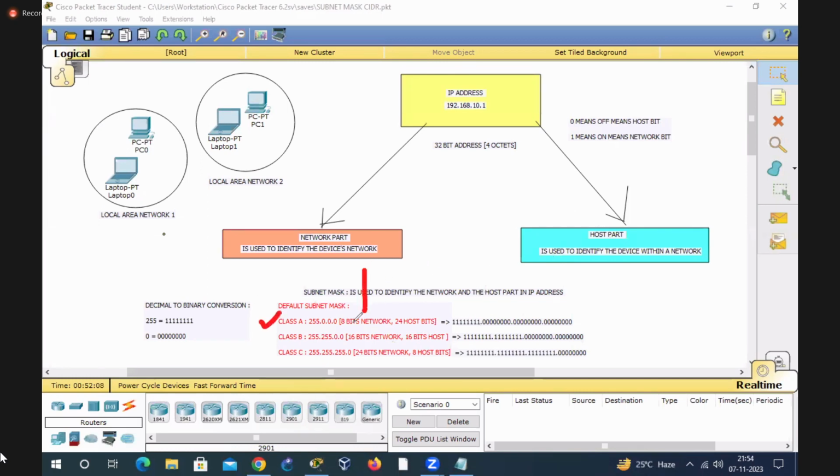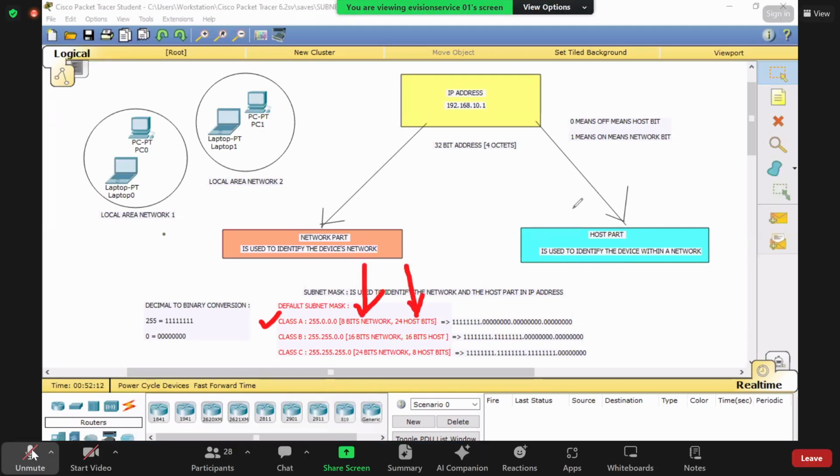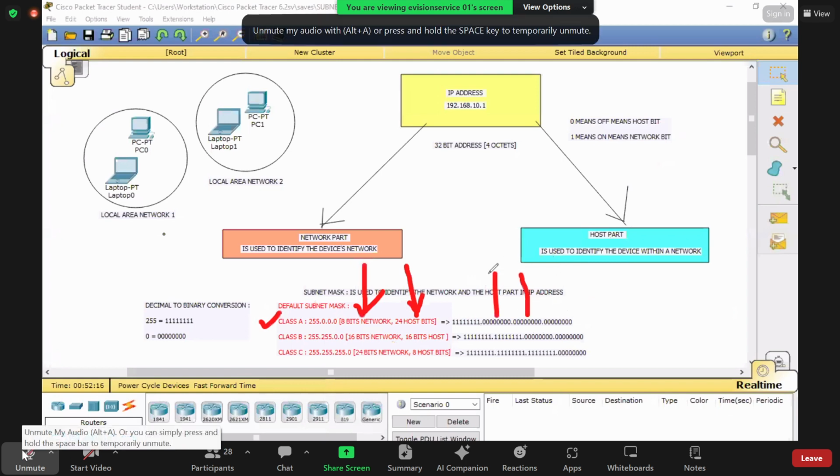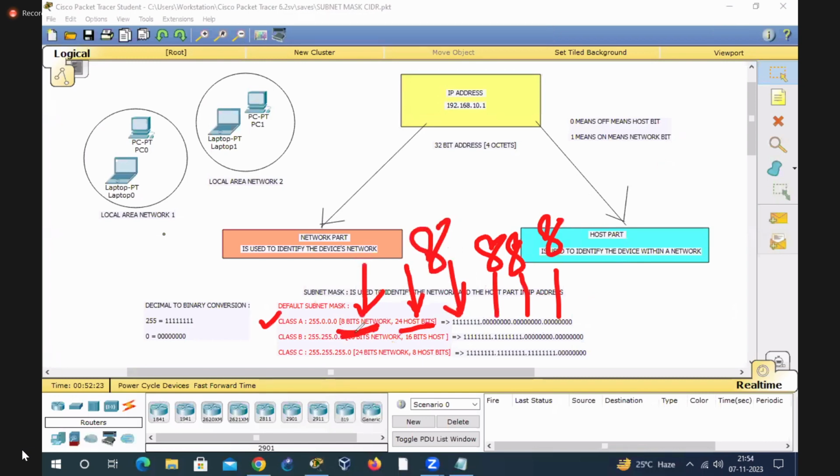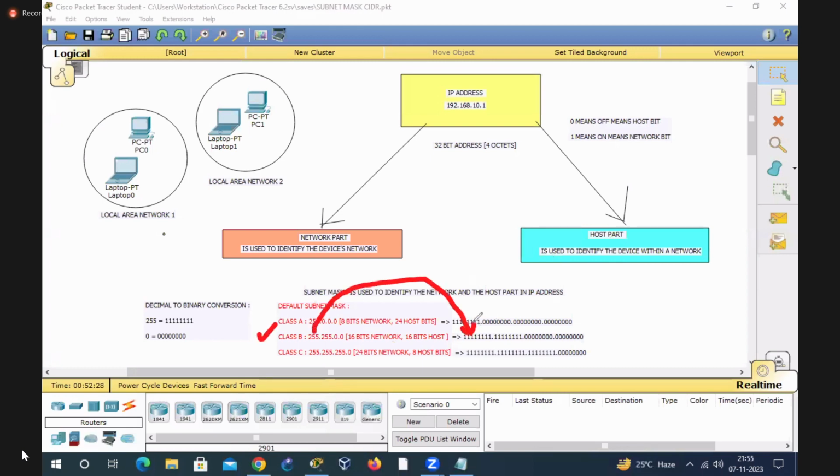So in class A, how many network bits do we have? 8 bits network. And how many host bits? 24 bits host. Okay, so that is host, host, and host. 8, 8, 8, that is 24. And this one is 8, this is your network. Similarly, in class B, what do you have?